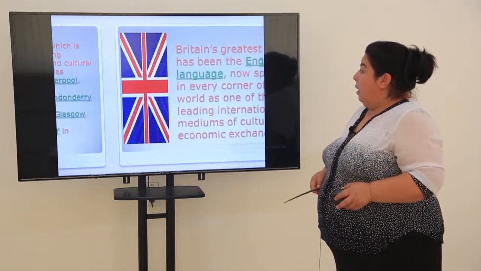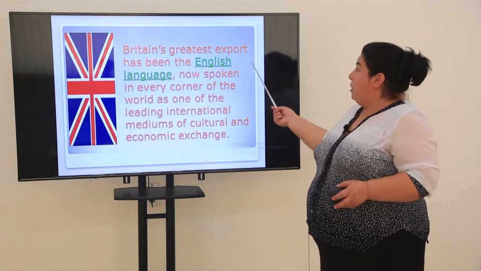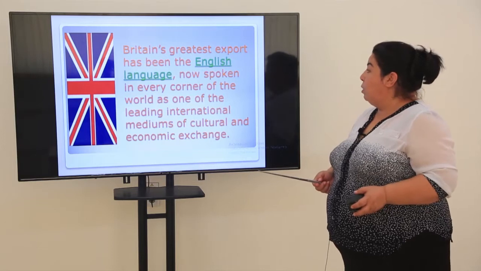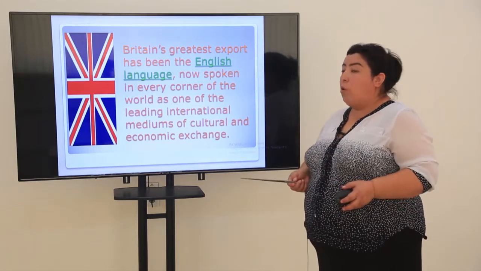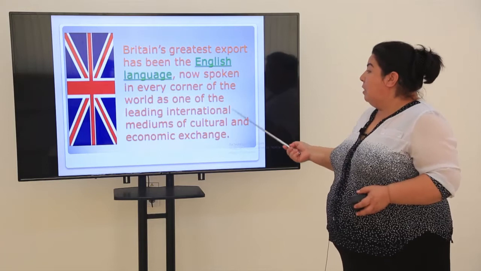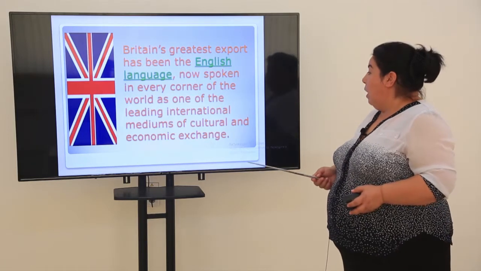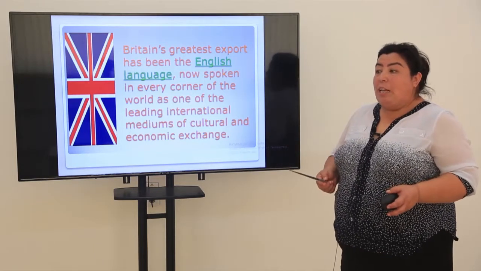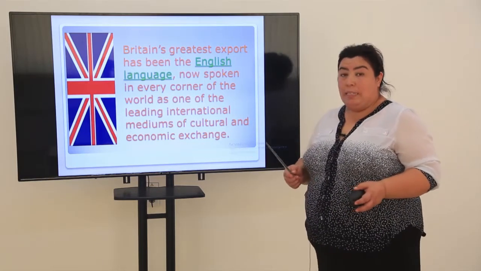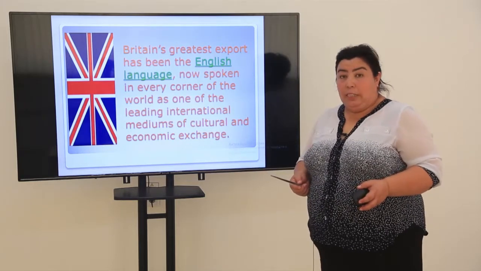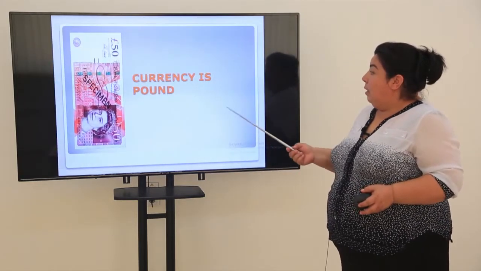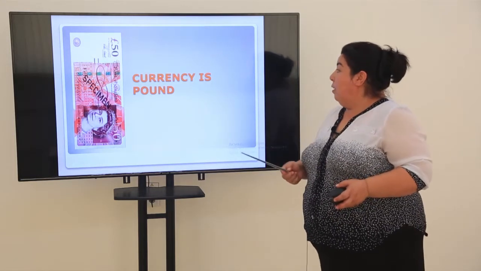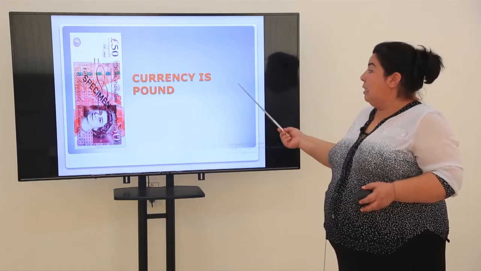So, Britain's greatest export has been the English language, now spoken in every corner of the world as one of the leading international mediums of cultural and economic exchange. So the official language of the United Kingdom is English, and the currency is the pound. This is the currency of the United Kingdom. It is the pound.